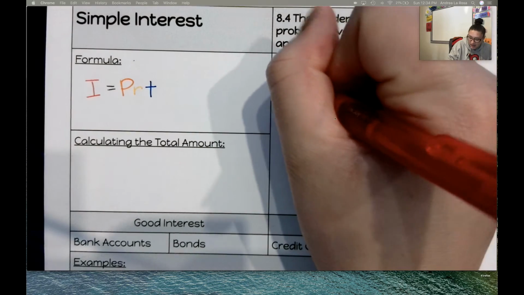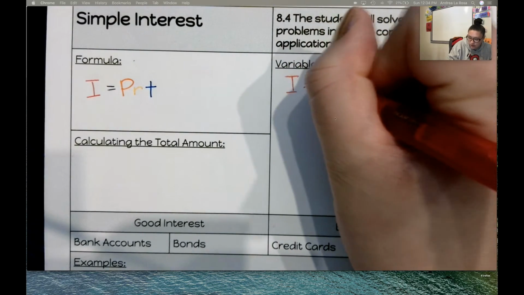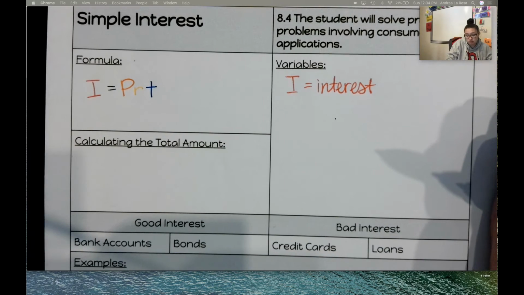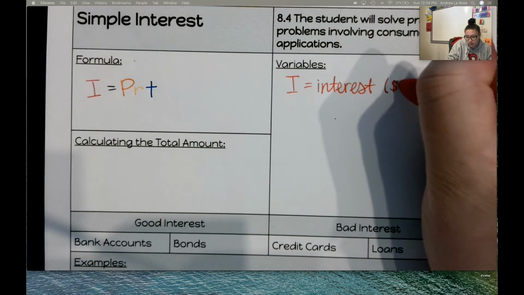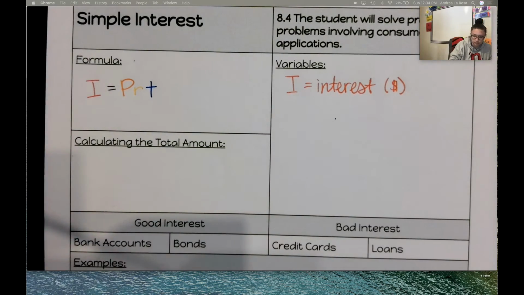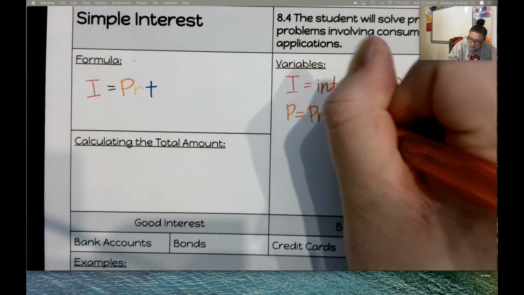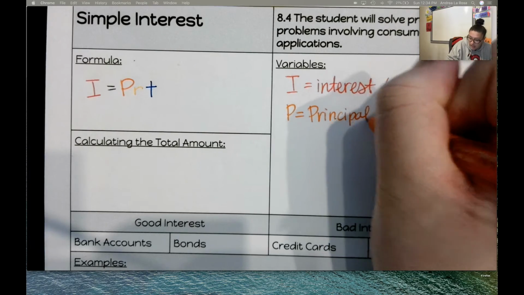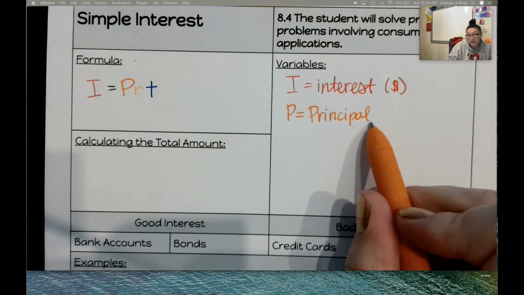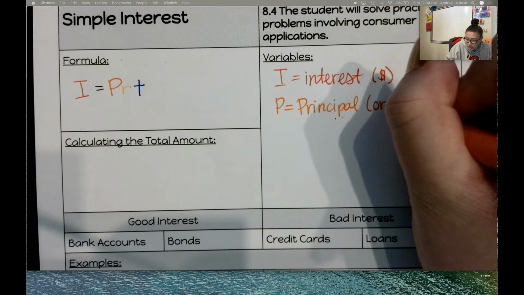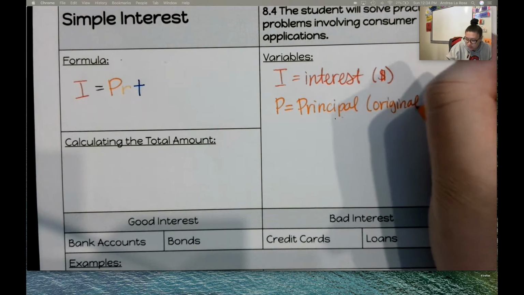So the I stands for interest. How much money? Interest is an amount of money. P stands for the principal. It's spelled P-A-L, like the principal of a school. The principal is your original amount of money.